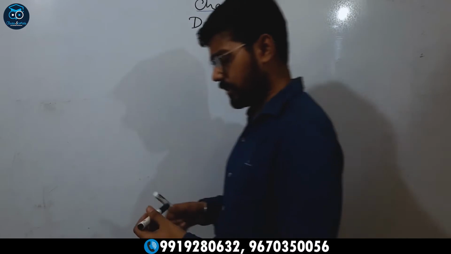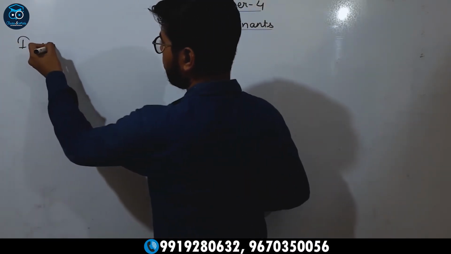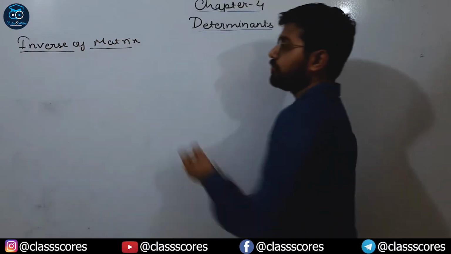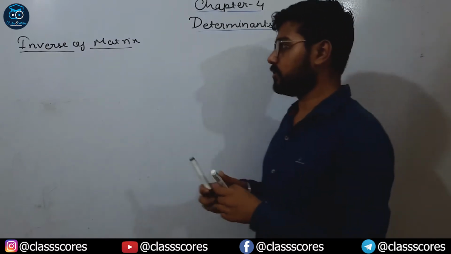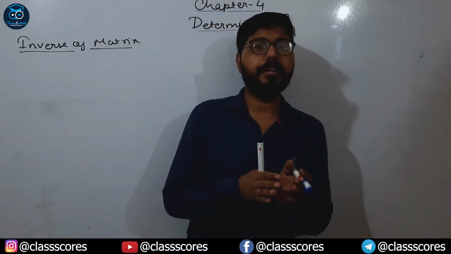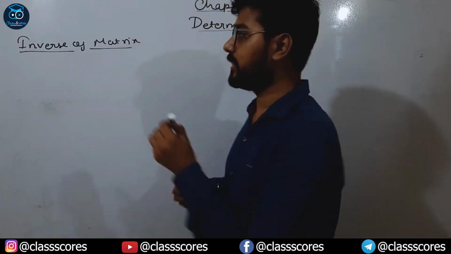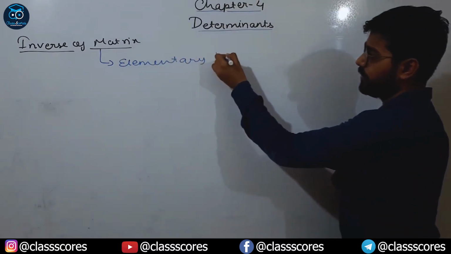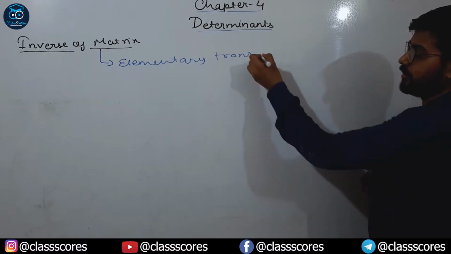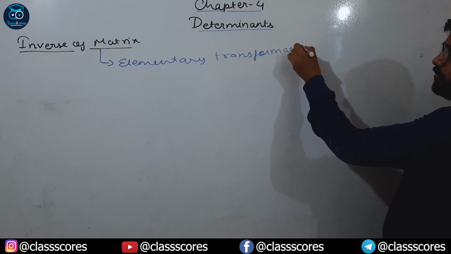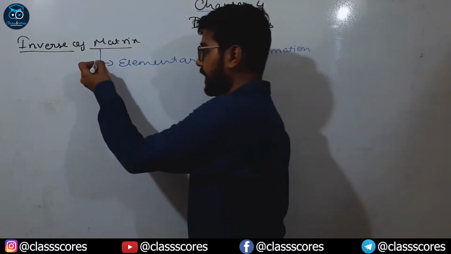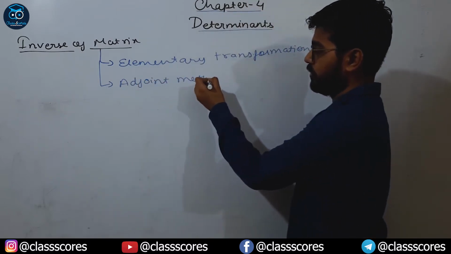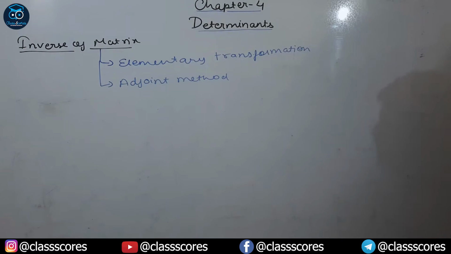Now moving towards the next topic, that is inverse of matrix. The inverse of a matrix we can find basically by two methods. One method is elementary transformation, which we already learned in our previous chapter. Now we are going to learn the second method, that is adjoint, or we can say inverse with the help of adjoint.